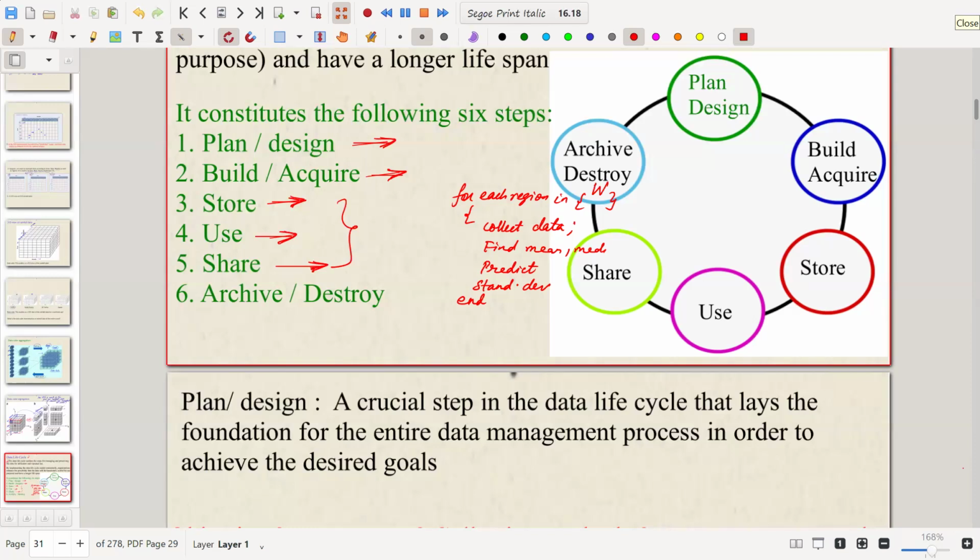So that's the idea. No, we are not sharing the data set. Yes, after analyzing the data, you are just sharing a result. You are not sharing the data set. As an example, we discussed that. Yes, let us see an example.